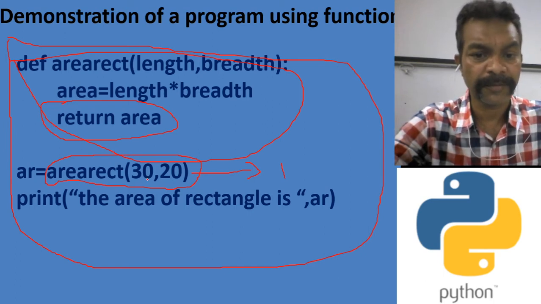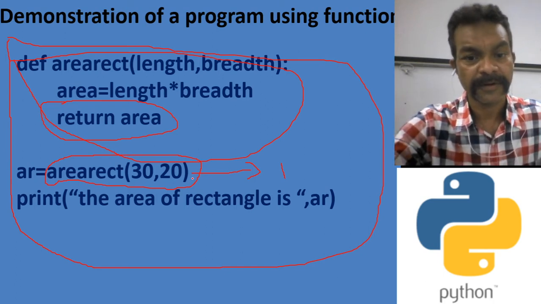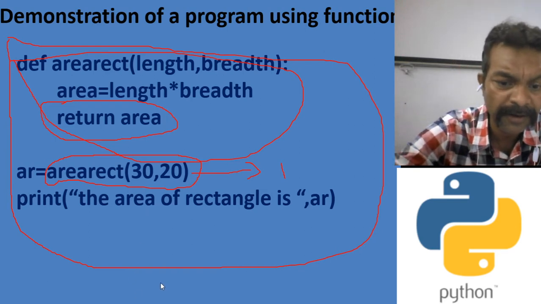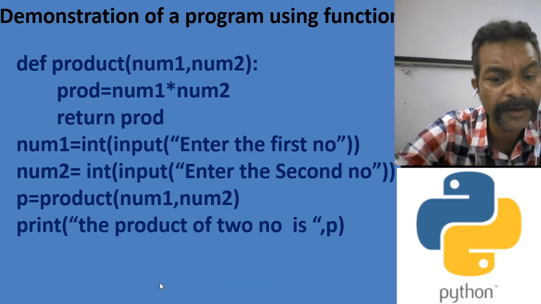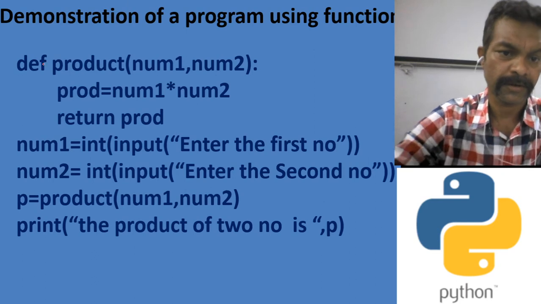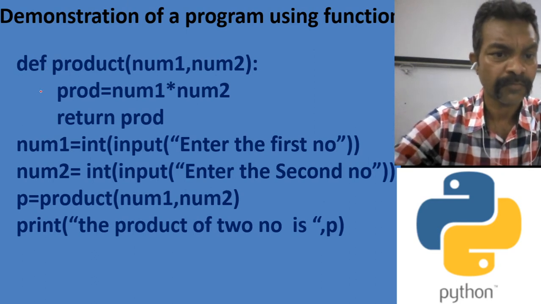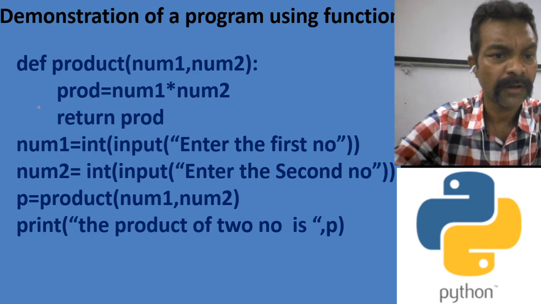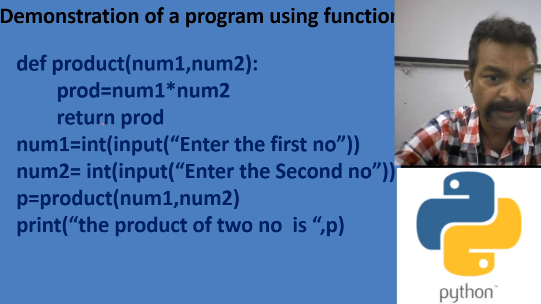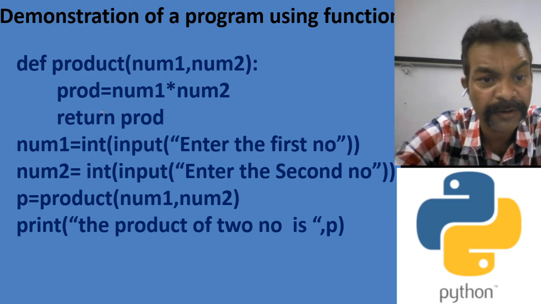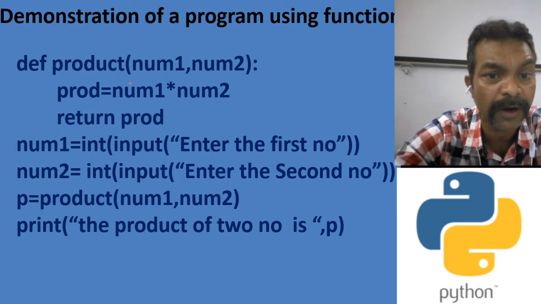Print the area of rectangle is 600. Another example we will take so that your doubts will be clear. See, in this program, num1 and num2, two parameters we have used. This statement product is equal to num1 into num2, return. Again, here which statement will first execute in this program? This is our complete program.